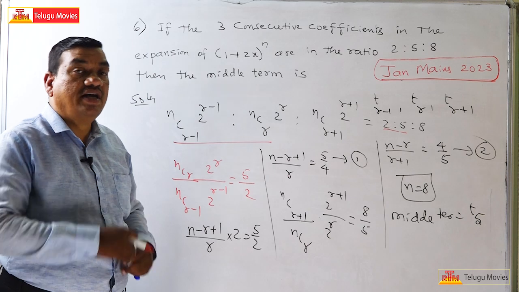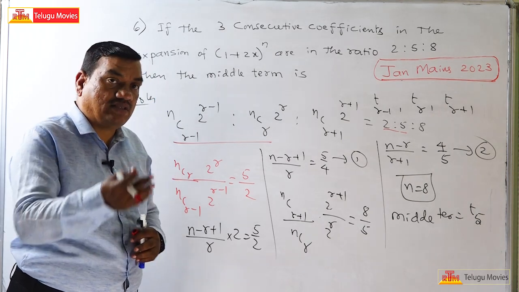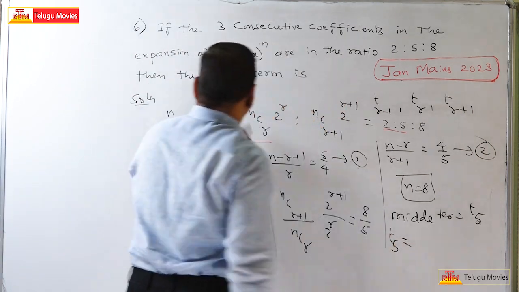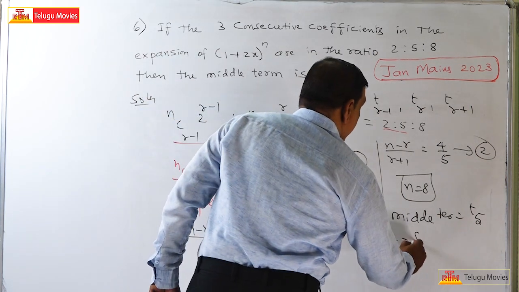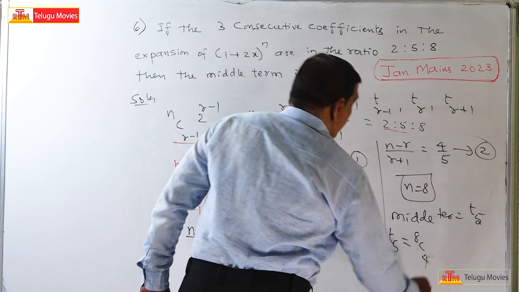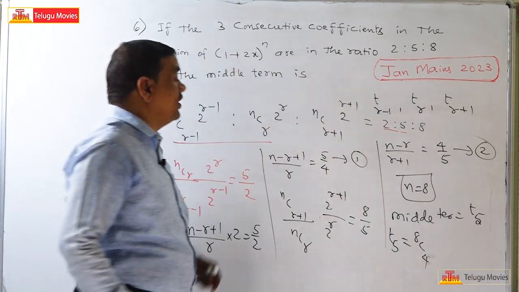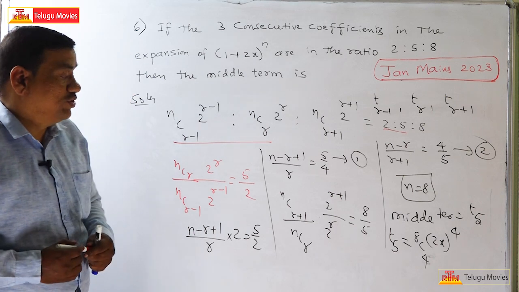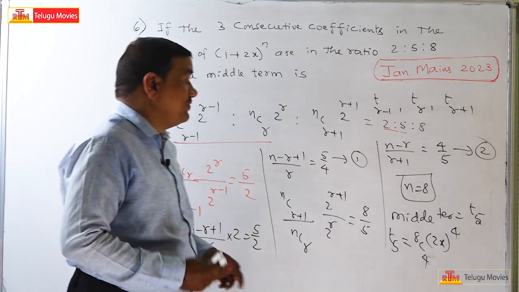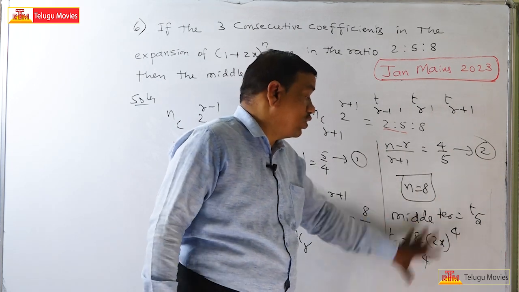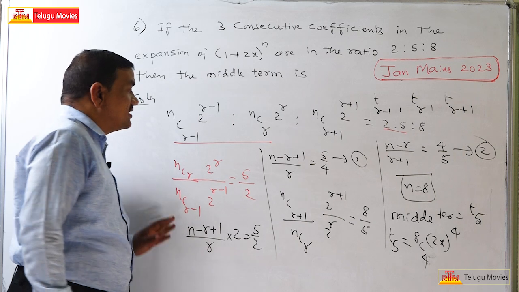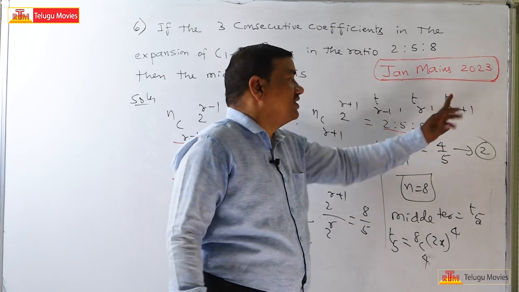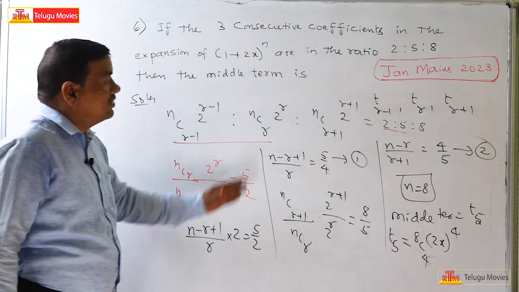So n is equal to 8 means 8 by 2 plus 1, that is 4 plus 1, so the fifth term is the middle term. Then what is the fifth term? The fifth term is given as 8C4 into (2x) to the power of 8 minus 4, that is (2x)^4. If he simply asked for the coefficient, it would be 8C4 times 2^4. He is asking for the total middle term. This is a very easy problem. First, selecting the three consecutive terms is very, very important. If you select them properly, the problem will be very easy.